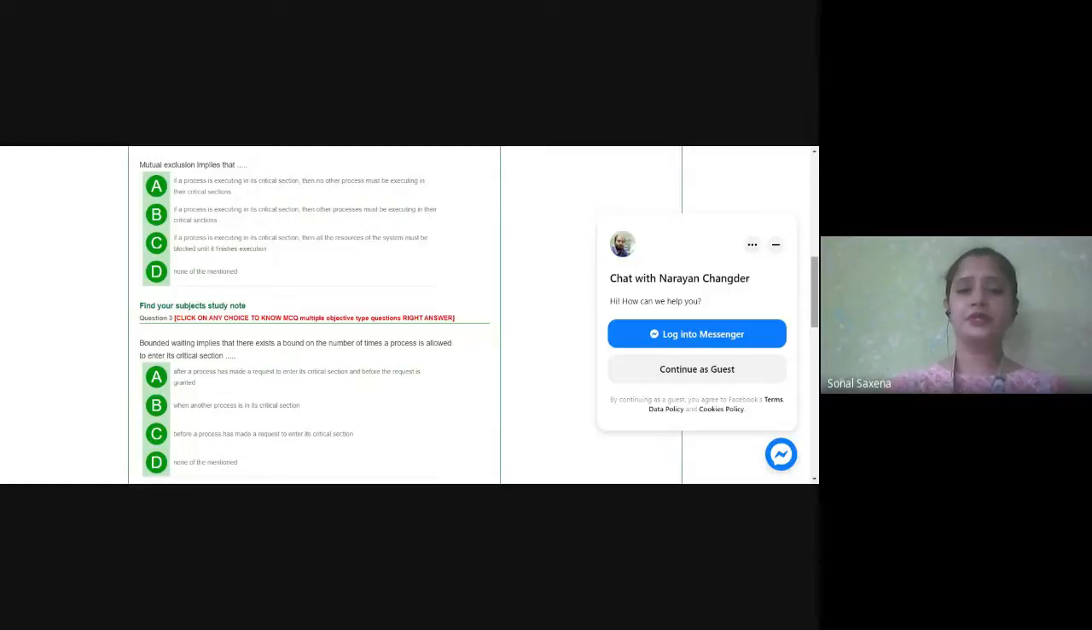Then the third question says, if a process is executing in its critical section, then all the resources of the system must be blocked until it finishes its execution, or nothing at all. You need to think about this, as the options are in close competition with each other. What do you think? What exactly is mutual exclusion? Just think and select the answer out of the given four.